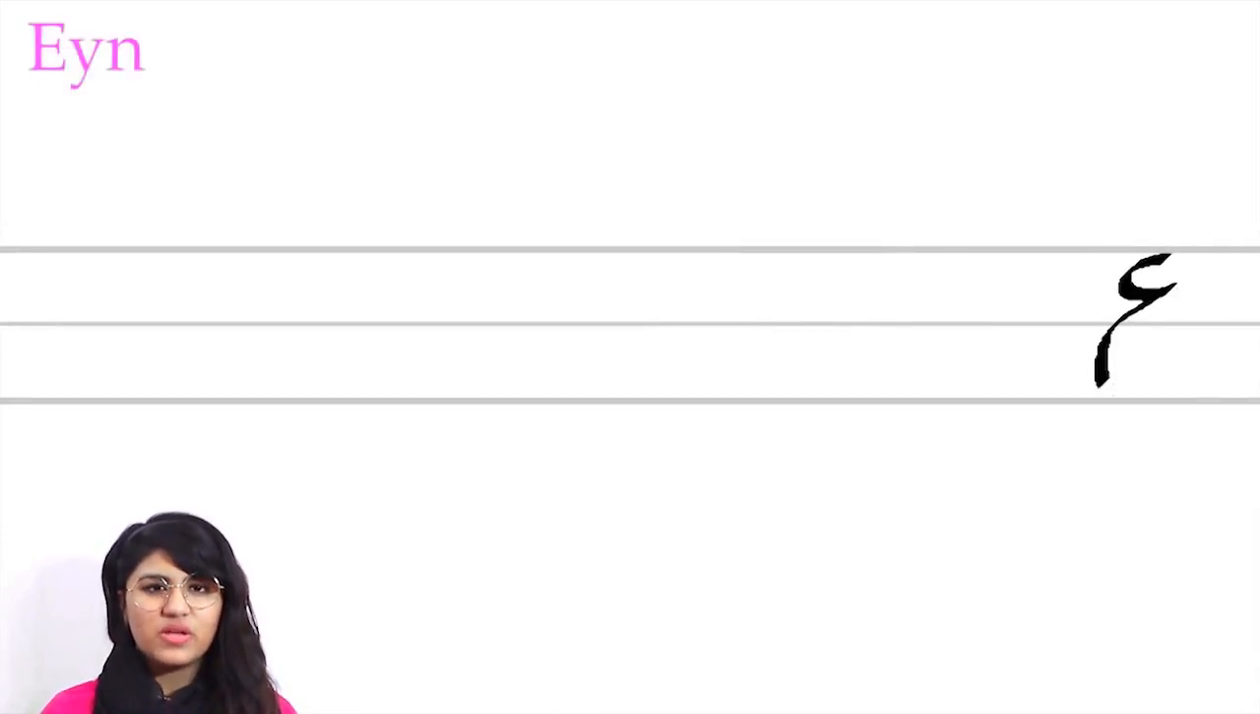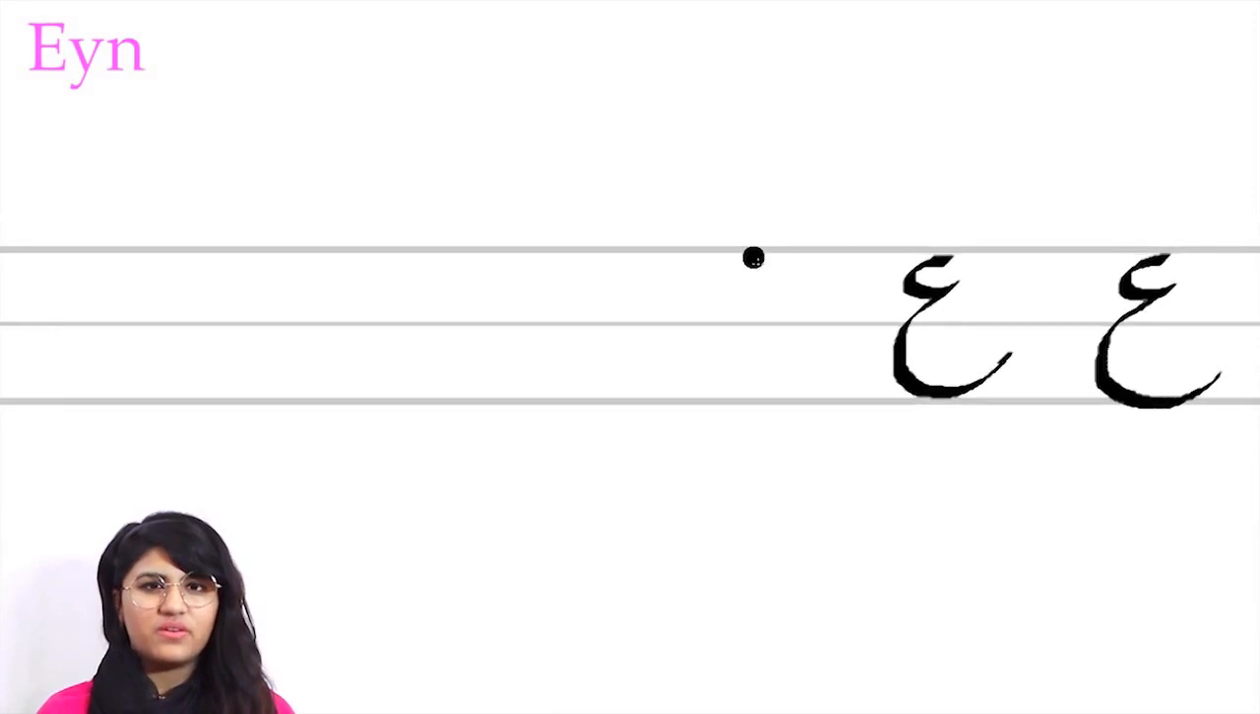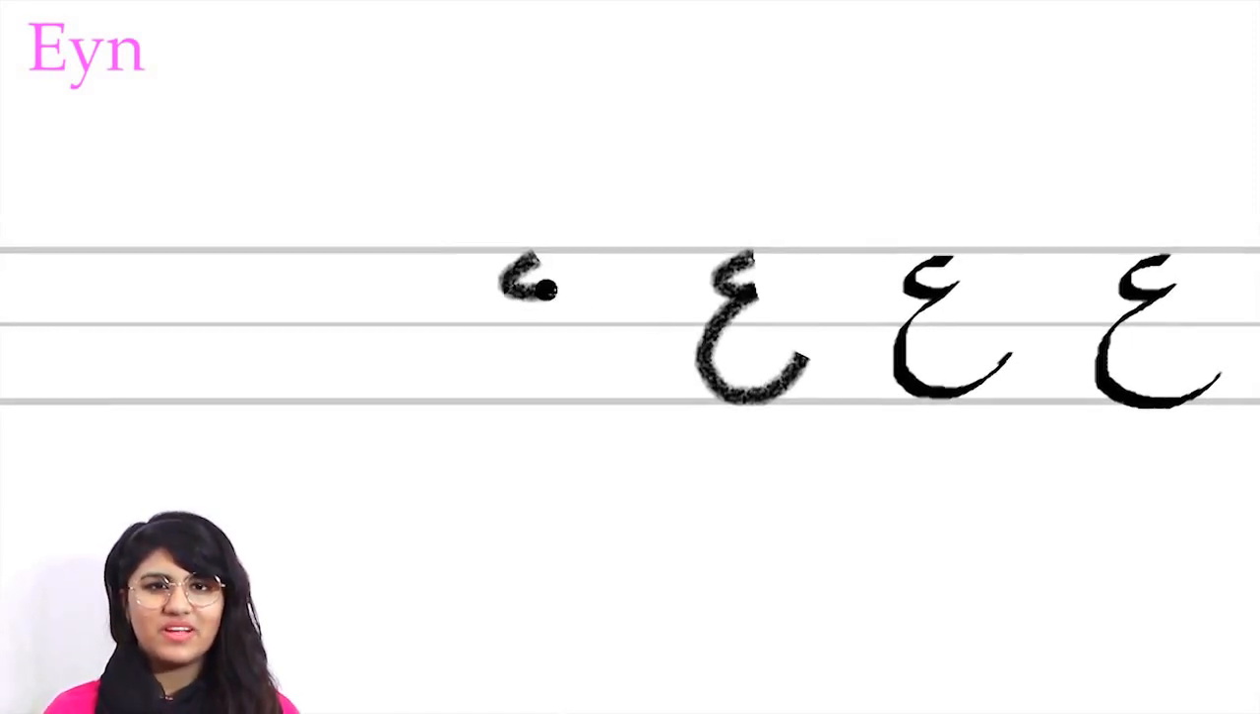N. N is a small hook and a big hook. Your small hook, bring it out, you bring it back in, make a nice big fat hook. Small hook, bring it out, once more in.